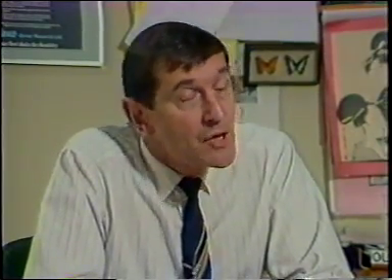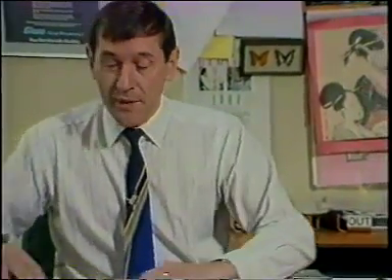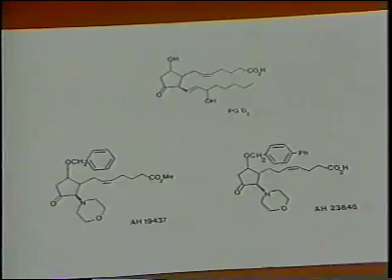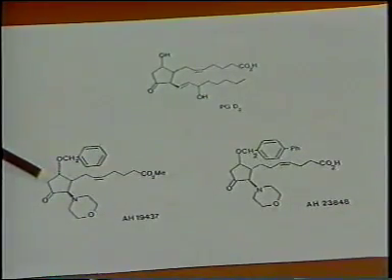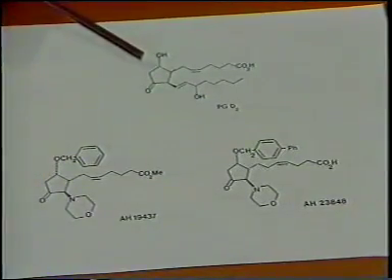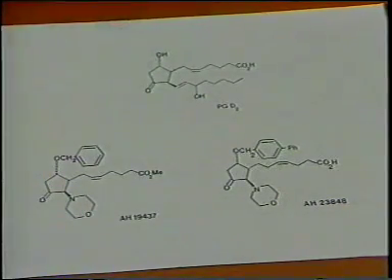Now, in order to try and discover how many receptors there are in the body, we make close analogues of the natural product and test them on various tissues, hoping that we may differentiate activities on the various tissues by changing slightly and subtly the structure of the drug. Now, whilst we were actually in the process of doing this, we made ANH 19437. Now, as you'll see, this compound is actually an analogue of prostaglandin D2.